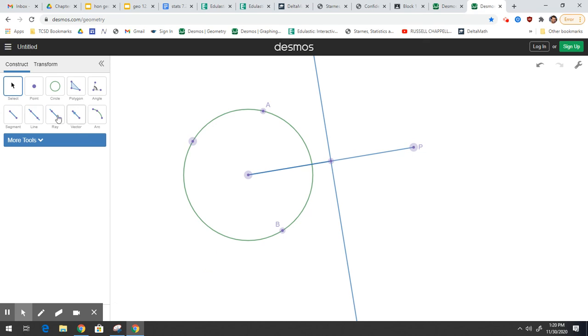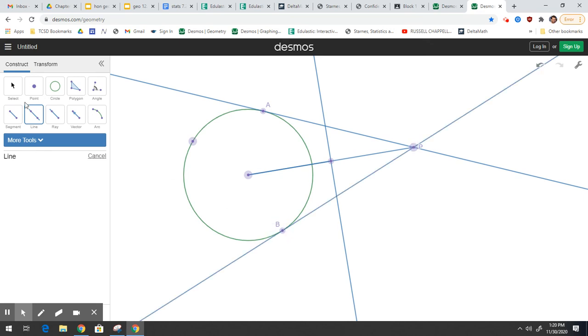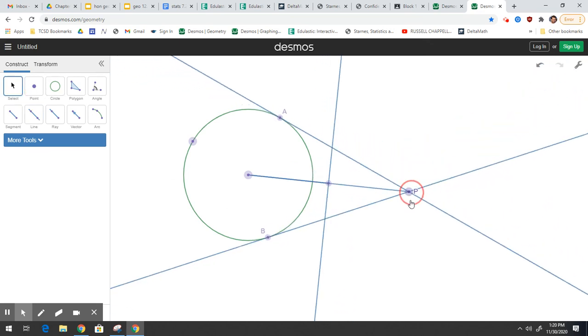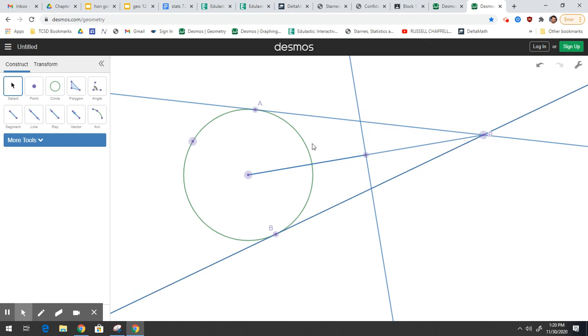How about that? And now if we connect a line from P to A, that's tangent. P to B, that's tangent. If I move A around, there we go, it stays tangent, right? And now, just to check, let's create a radius from the center to A, and let's measure that angle. If you remember the first theorem from our notes, is that when a tangent hits a radius, they should be perpendicular. And let's see, 90 degrees, done.